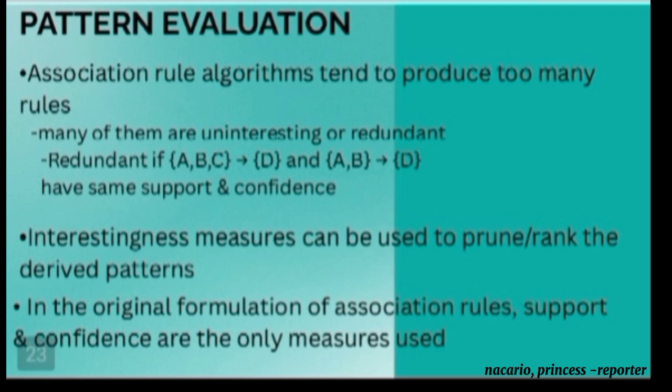Example of redundancy: rule ABC implies D and rule AB implies D are redundant if both have the same support and confidence. This means adding C didn't change the usefulness of the rule. Solution: use interestingness measures to prune and remove unnecessary rules. Rank the rules by how meaningful they are.